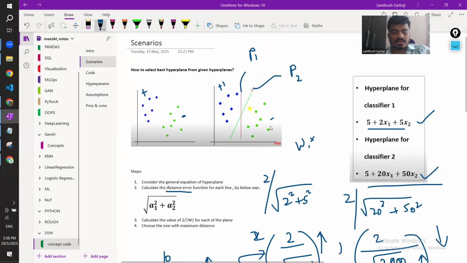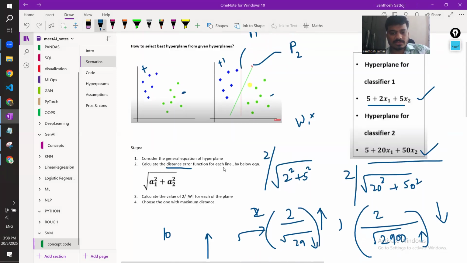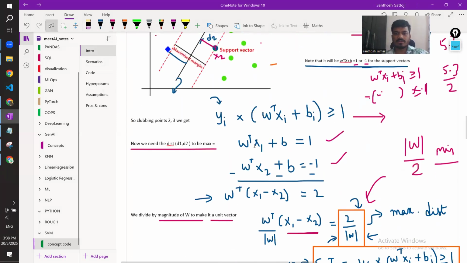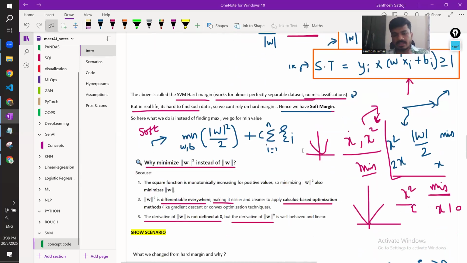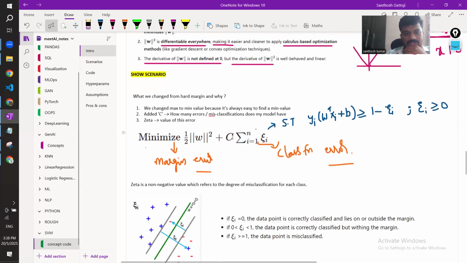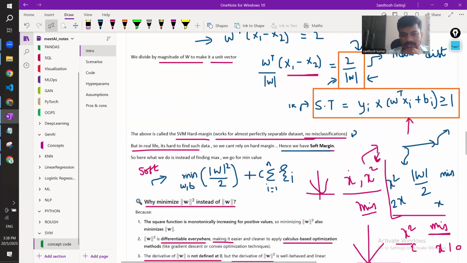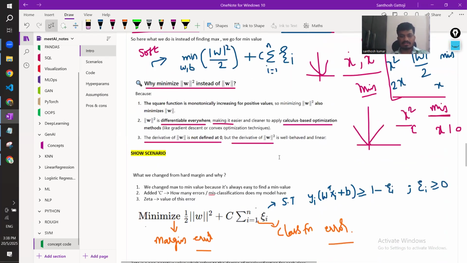Fine. So that is for the hard margin. So that works. Now, since we understood hard margin, let's step into the real world scenario. In the real world, as I said, it's very hard. So we have this equation. Earlier we had this equation, 2 by mod W, but now we have a bigger equation. So what changed, why did it change, and how is this helping us? We'll try to understand that in this class.